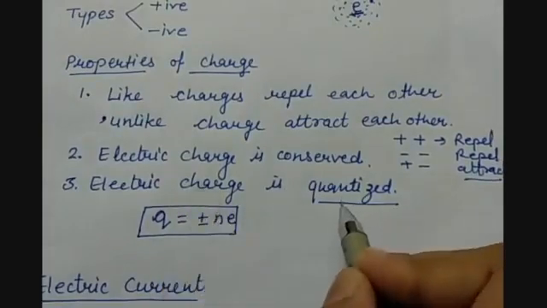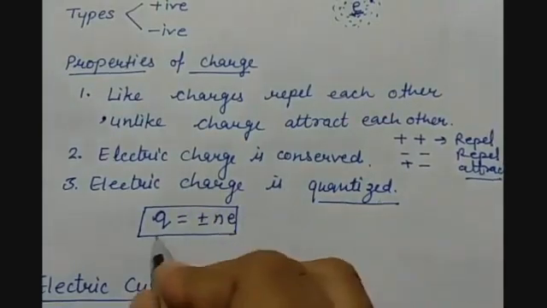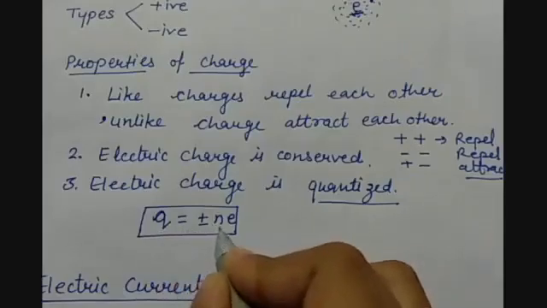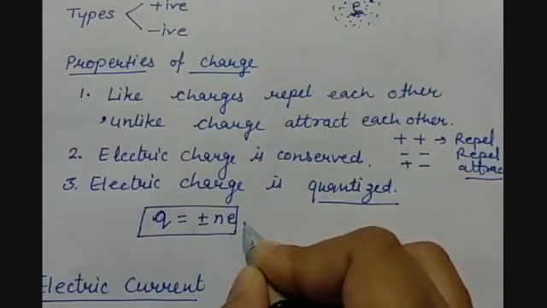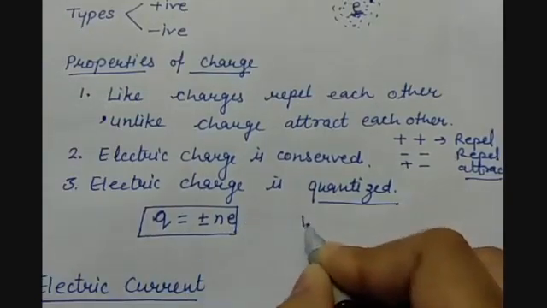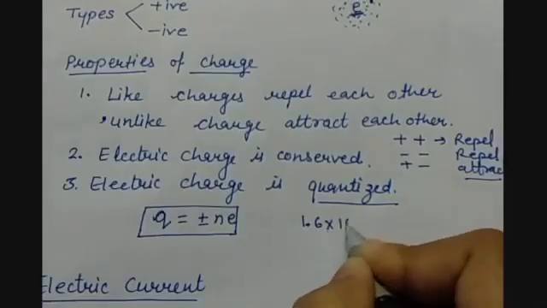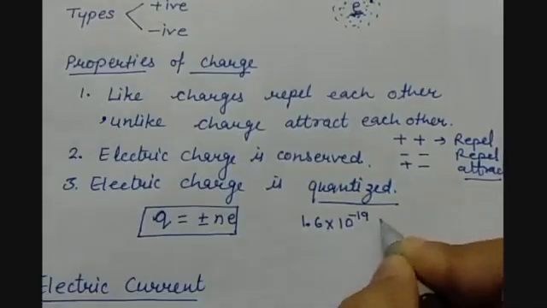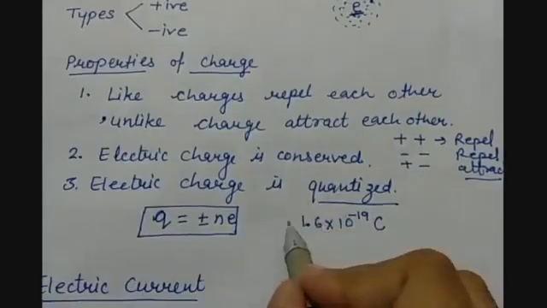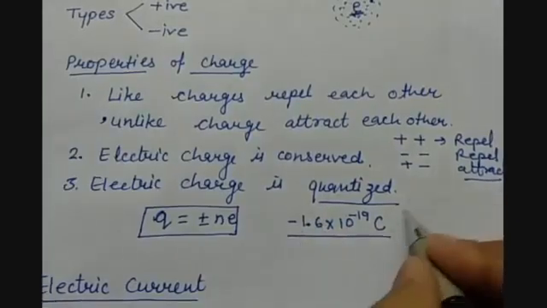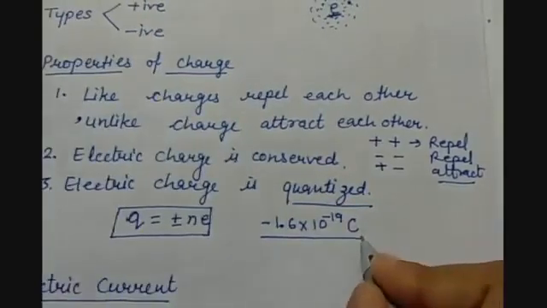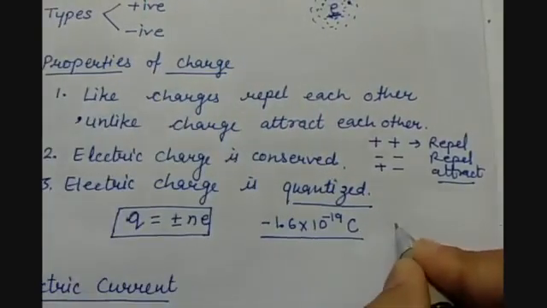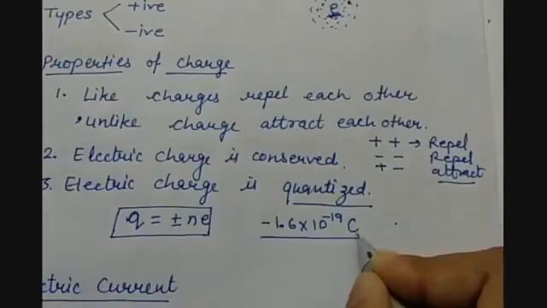And that is why electric charge is always quantized, which is given by the formula Q is equal to plus minus Ne, where N is the number of electrons transferred and e is the charge on one electron, that is 1.6 into 10 raised to power minus 19 coulomb, and this is with a negative sign. Coulomb is the unit of charge, written with a capital C.